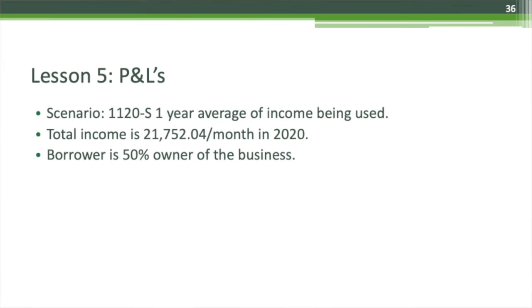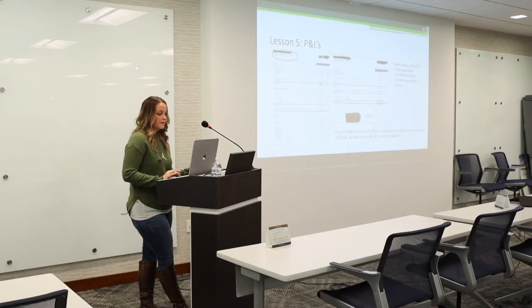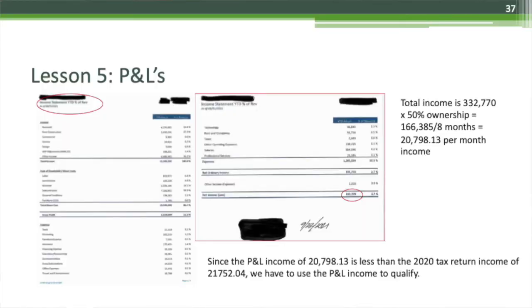So in this scenario, it's an 1120S borrower, and we're only using a 1 year average of income. In 2020, their average income was $21,752.04, and our borrower is a 50% owner of the business. So this is their P&L. P&Ls are super simple. Sometimes they're detailed like this, and sometimes the borrower just writes on a piece of paper, income 50,000, expenses 30,000, and we can take that.